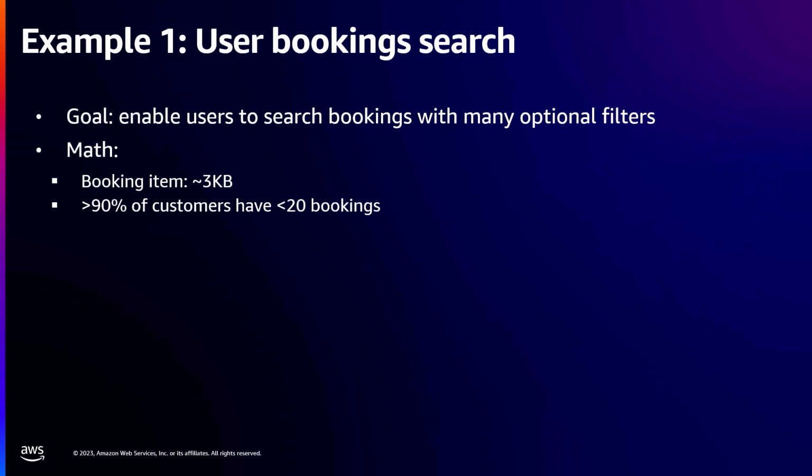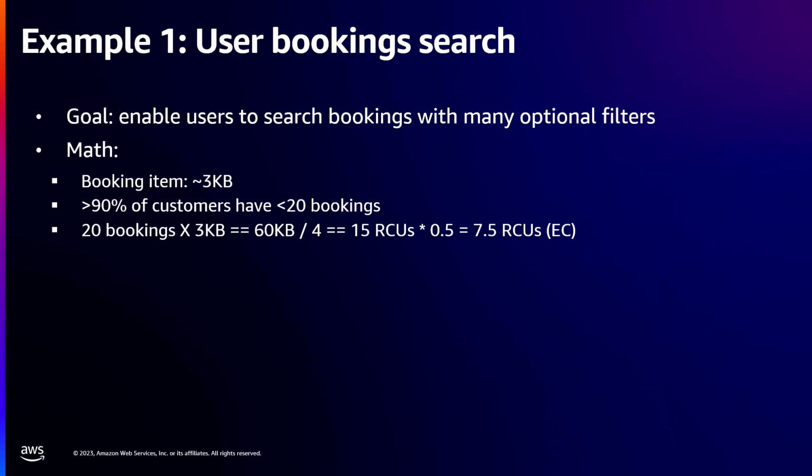I fly a decent amount. I use different airlines. I'm guessing I haven't flown more than 20 times on most of those airlines, right? So 90% of your customers are going to have fewer than 20 bookings. So if you do the math, and I just fetch all those records, 20 bookings times 3 kilobytes, that's only 60 kilobytes of data. You divide that by 4, that's 15 RCUs. You take half for an eventually consistent read, that's 7.5 RCUs. That's just not that much data that you have to read from DynamoDB. That's not going to kill you.